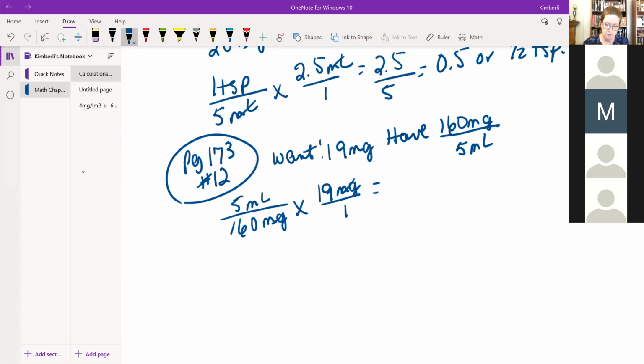5 times 19 is 95 divided by 160. Could you hand me the mouse, please? And I get 0.59375. Now it wants me to round to the nearest 10th.